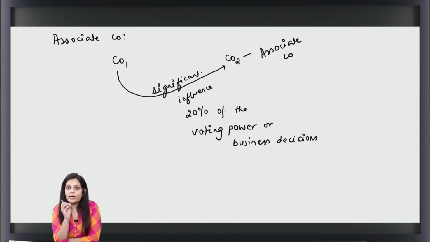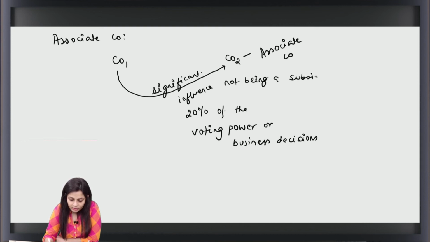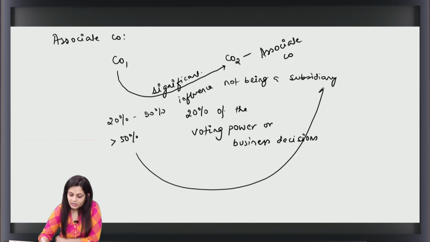Now please try to understand one thing again. Significant influence not being a subsidiary, that is very important. That means from 20 to 50 it is associate. The moment it exceeds 50, it becomes a subsidiary. It is no longer an associate company.